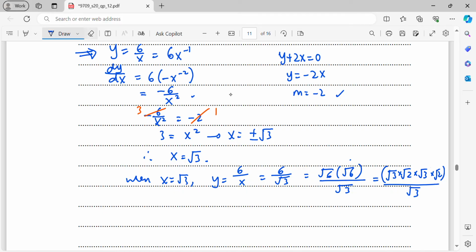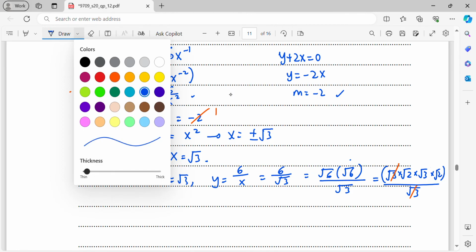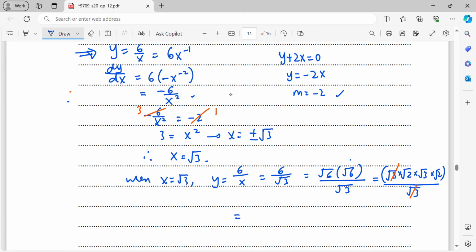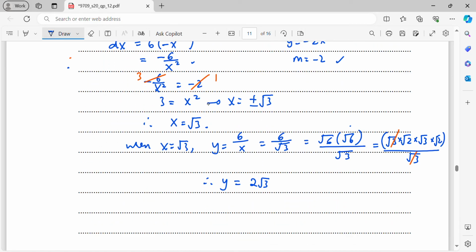Then from here, I will cancel off the square root 3. Then here I will be getting square root 2 times square root 2, which is 2 square root 3. Right, so that means when x is square root 3, your y is 2 square root 3, which means your y is 2x. So x lies on y equals 2x. So that is how I prove it.